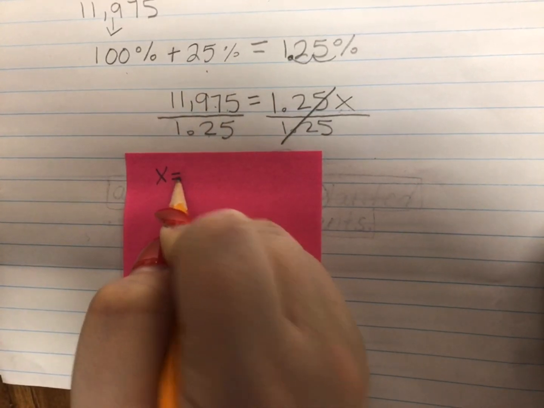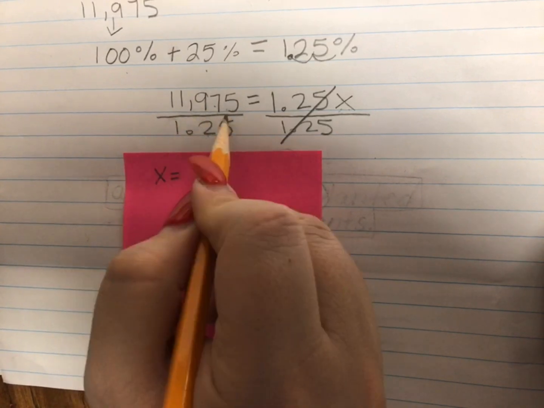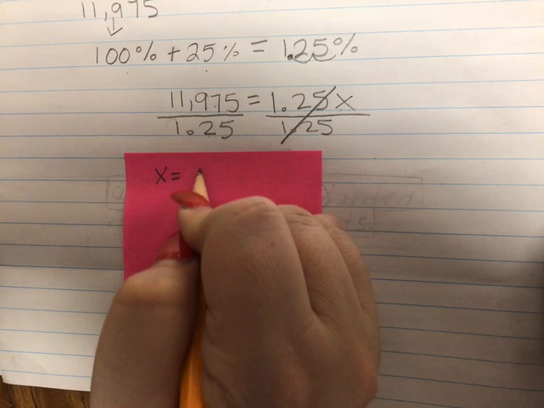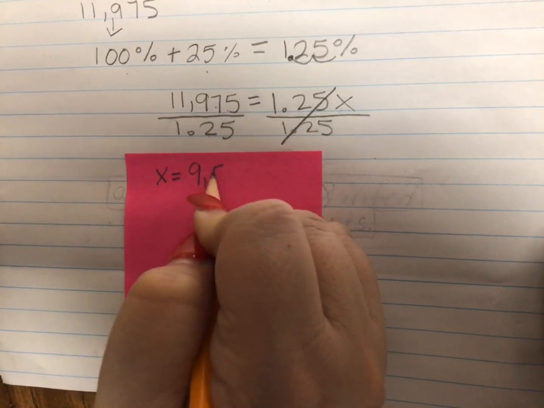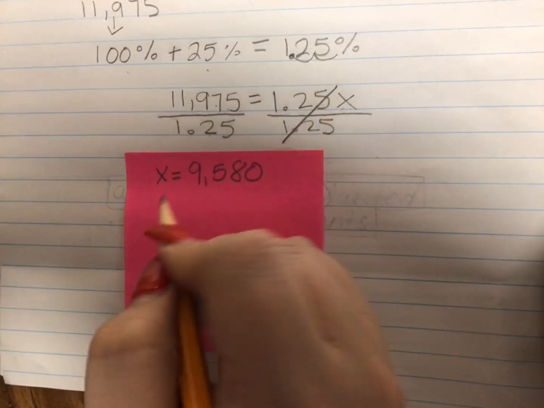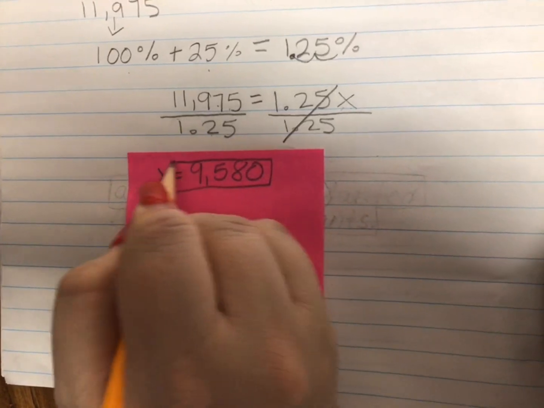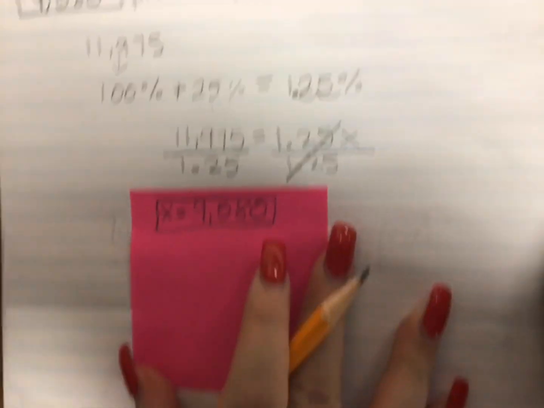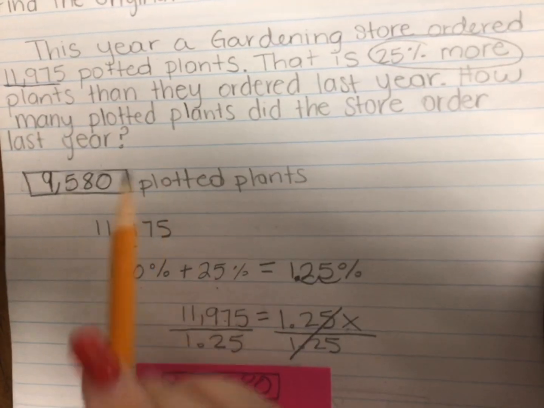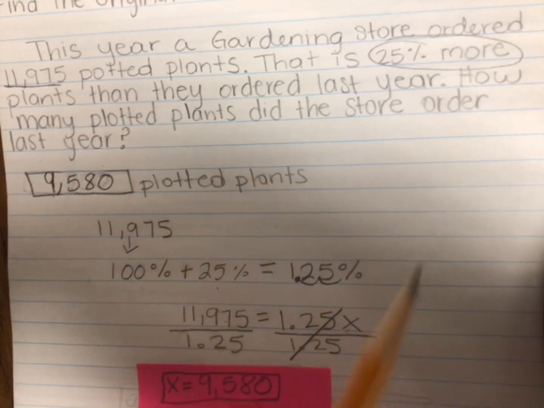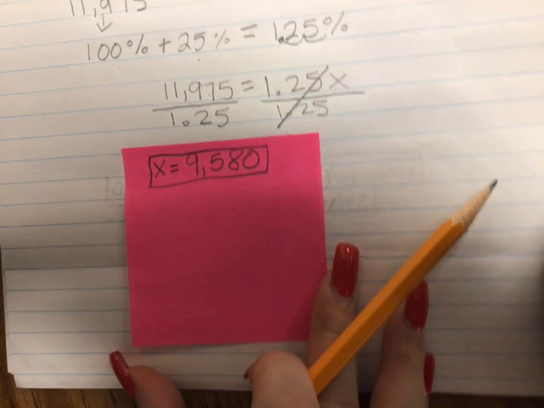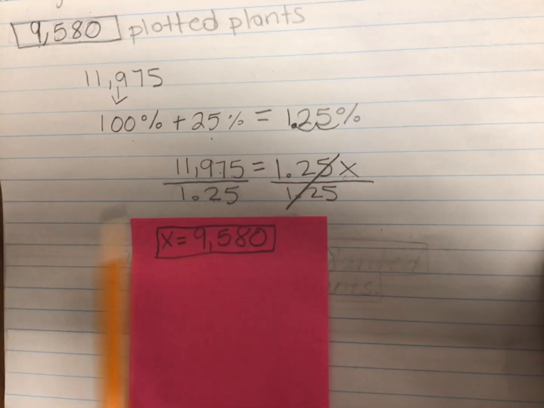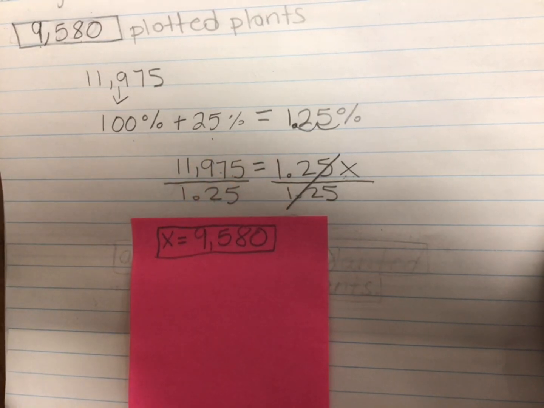Then you're going to get 11,975 divided by 1.25. When you do that on your calculator, you're going to get 9,580. So then you know that this is the amount that they ordered last year. And then on your IXL, you can go ahead and just put it in here, 9,580 potted plants. That's going to be your answer. The steps are the same every single time in that IXL. It's just different numbers. All right, guys?